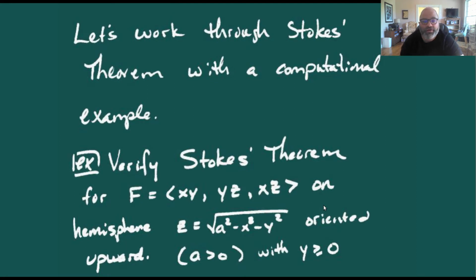The idea from the last video was that we were working through this computational example, so just a little bit of review. We had our vector field F being xy, yz, and xz. Our surface was a portion of the hemisphere z equals the square root of a squared minus x squared minus y squared, so this upper hemisphere where y is greater than or equal to 0.